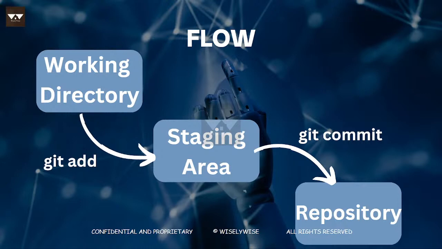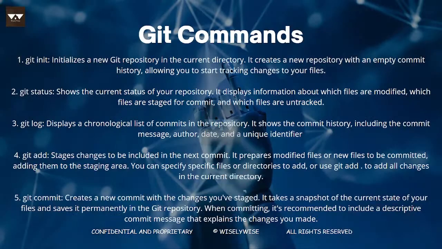So working directory is where you actively make changes. Staging area is where you prepare and select the changes to be included in the next commit. And repository is where all the commits and the complete history of your project are stored. So the few git commands that we have looked at right now are git init, then we also have git status that we just saw. Now let's have a look at git log, git add, git commit, and all of them.